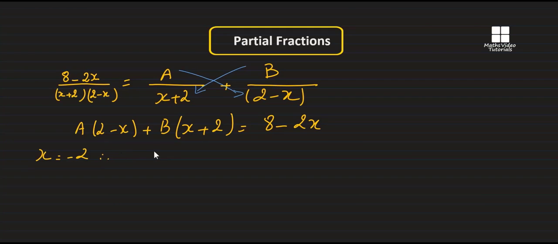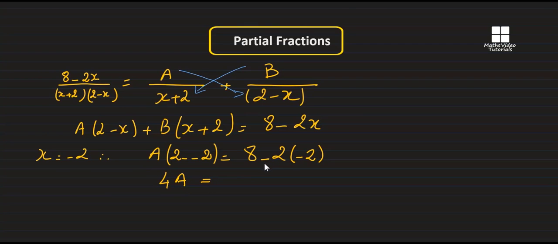And that will give me a bracket 2 minus (minus 2) equal 8 take away 2 times minus 2. Let's do the calculation. This is 4 plus 4 times a, and here it's going to be add 4 because subtracting a negative will turn to a positive. So 2 times 2 is 4, so that's 12. Therefore, a is equal 3. That's the first value sorted. Let's do the second value now.